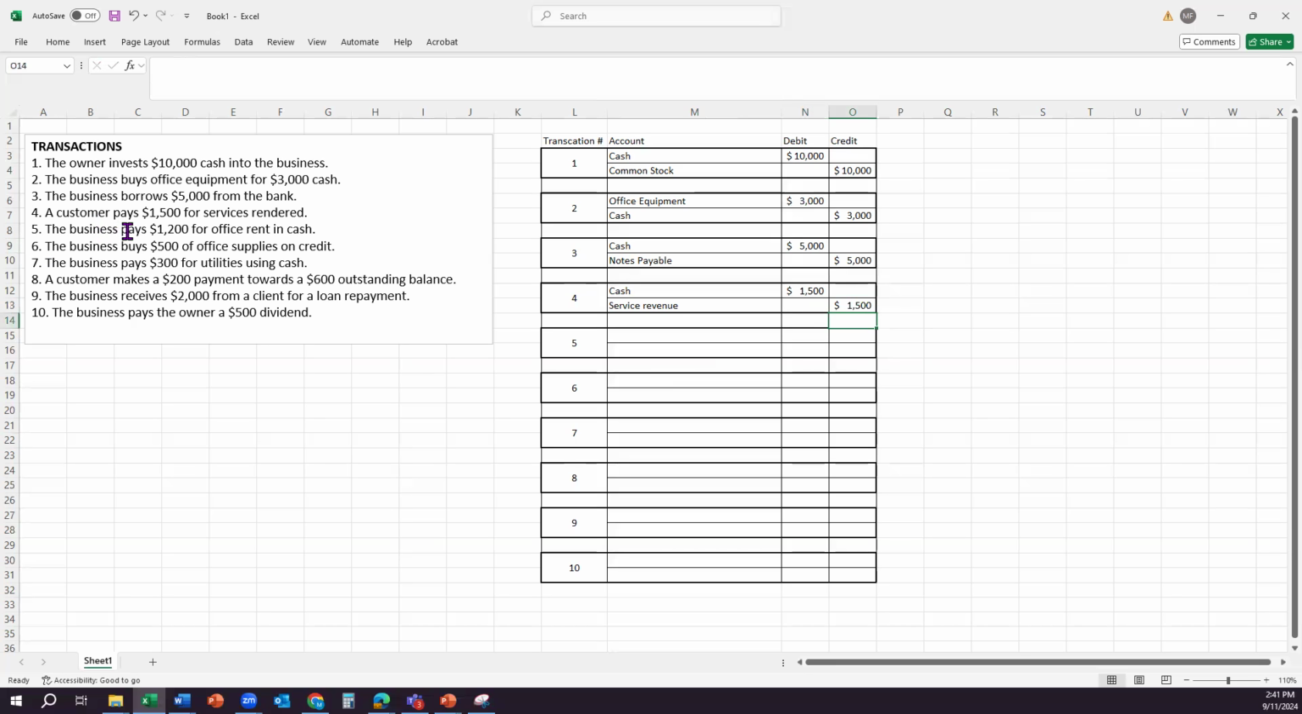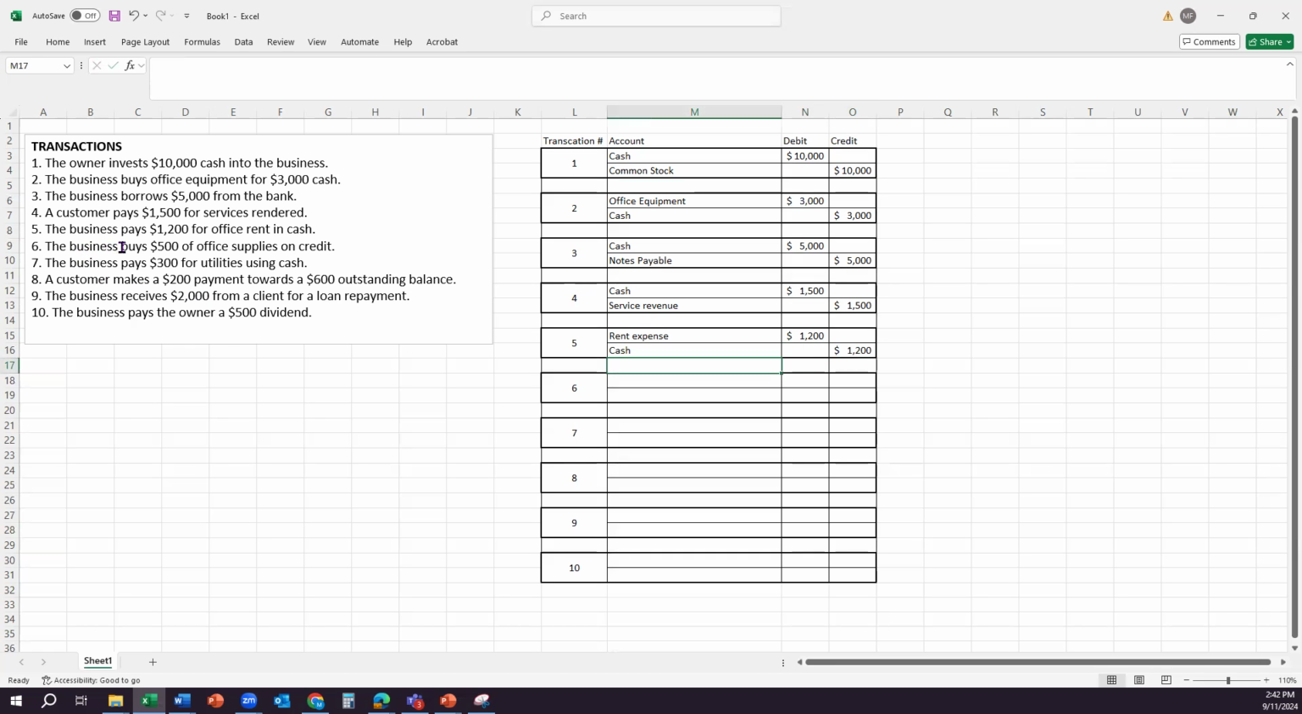Number five, the business pays $1,200 for office rent in cash. So here I am incurring an expense. We'll call it rent expense. And then my cash is going down. Expenses, whenever we incur them, we say they're increasing. So I'll debit the rent expense account and I'll credit the cash account because I'm paying out cash.